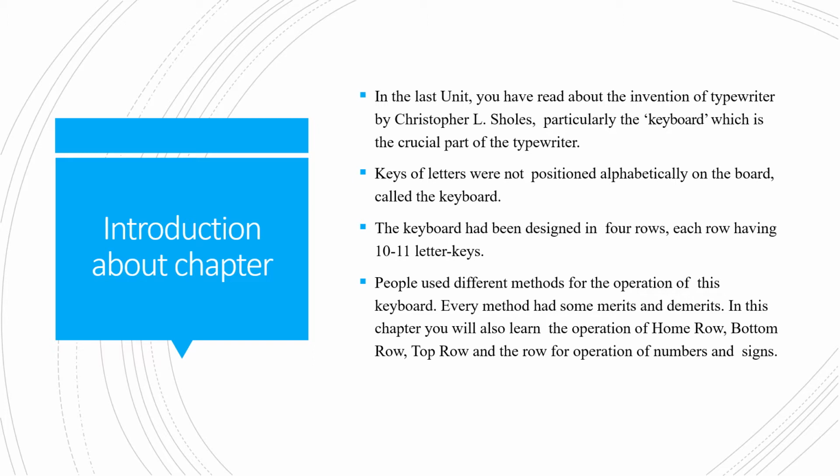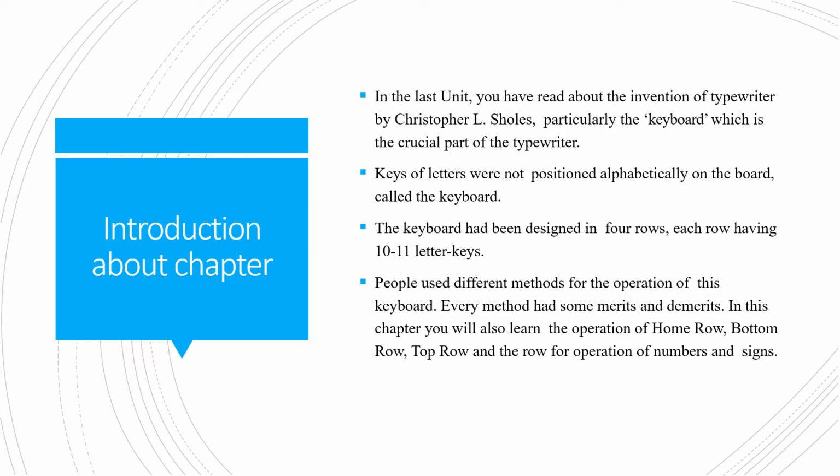In the last unit you studied the invention of the typewriter, which was developed by Christopher Latham Sholes, and particularly the keyboard, which is the crucial part of the typewriter. Keys on the typewriter were not positioned alphabetically on the keyboard. The keyboard had been designed in 4 rows. Generally, in each row 10 to 11 keys are present.